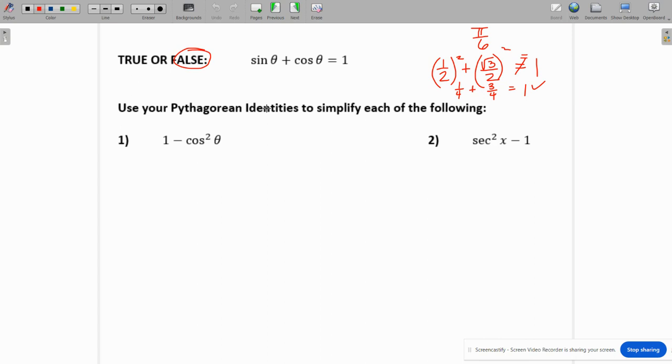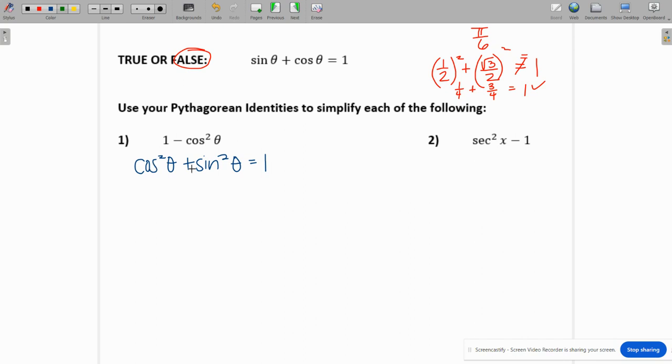So now we're going to want to use these Pythagorean identities to simplify expressions. So for instance, we have this expression 1 minus cosine squared. If I'm thinking back to my Pythagorean identities, I know that one of my identities is cosine squared of theta plus sine squared of theta equals 1. Can you picture how I might be able to manipulate this equation so that it has this expression as part of it?